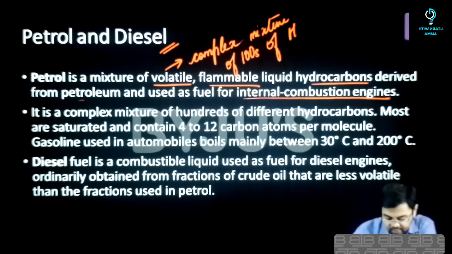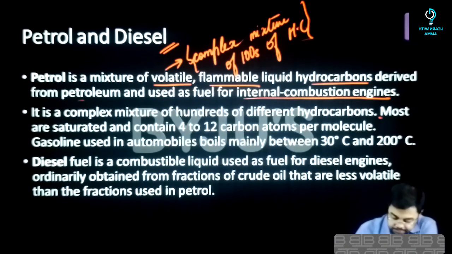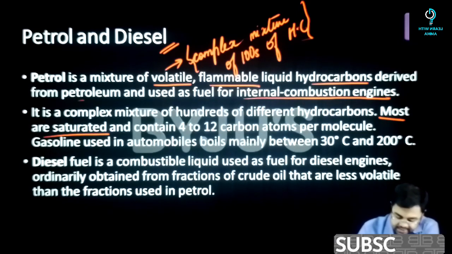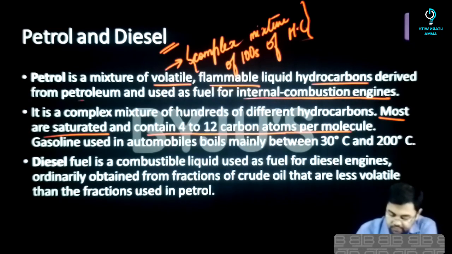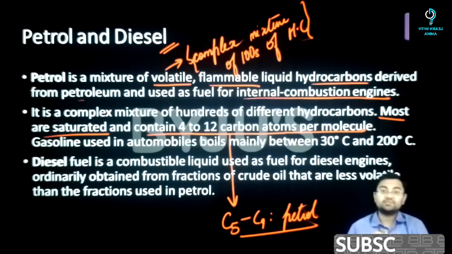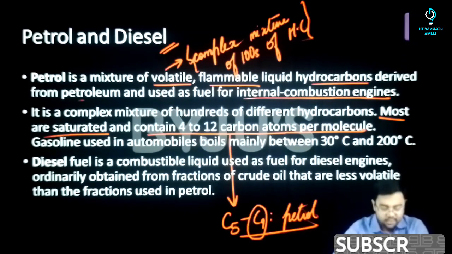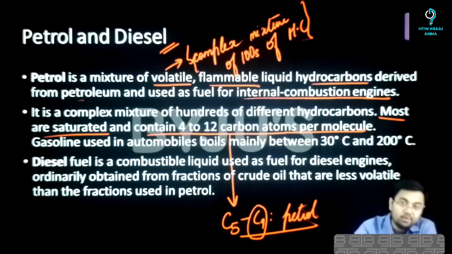hundreds of hydrocarbons. Now one important thing is that when you talk about petrol, most are saturated and contain 4 to 12 carbon atoms per molecule. Even usually we only see C5 up to C9 if it is petrol. So hydrocarbons where the number of carbons in the chain is 5, or it can be as high as 9, not more than that. So this is something which will be called petrol.